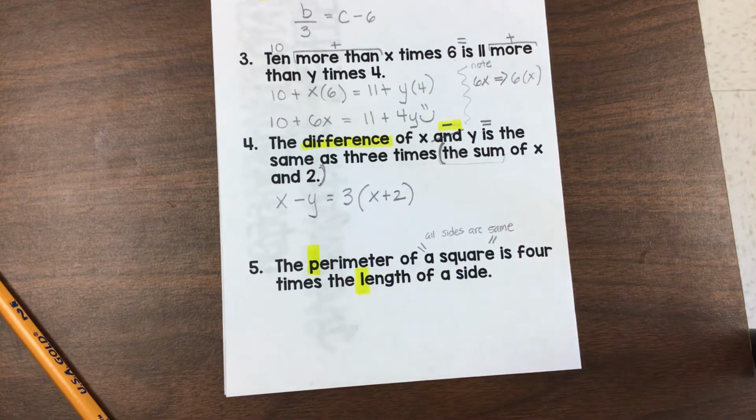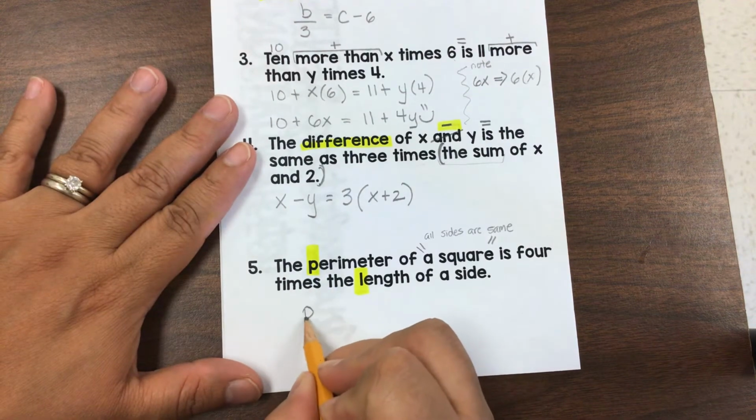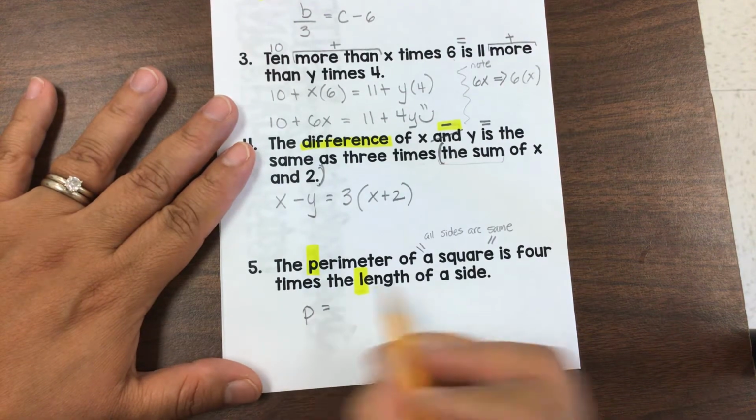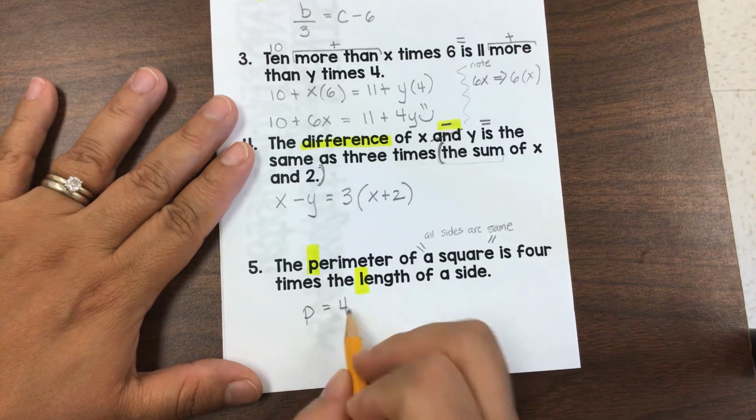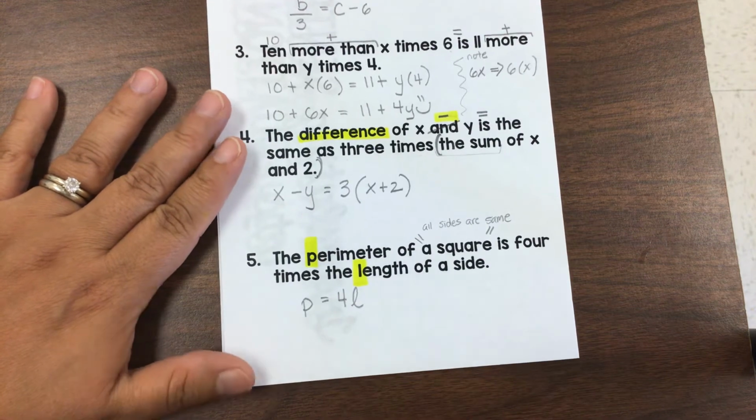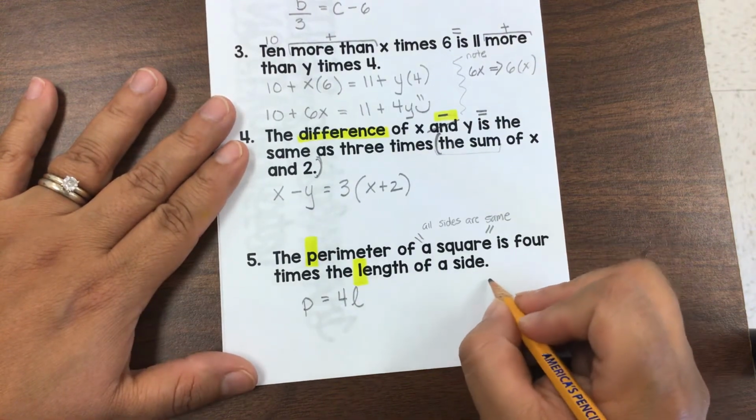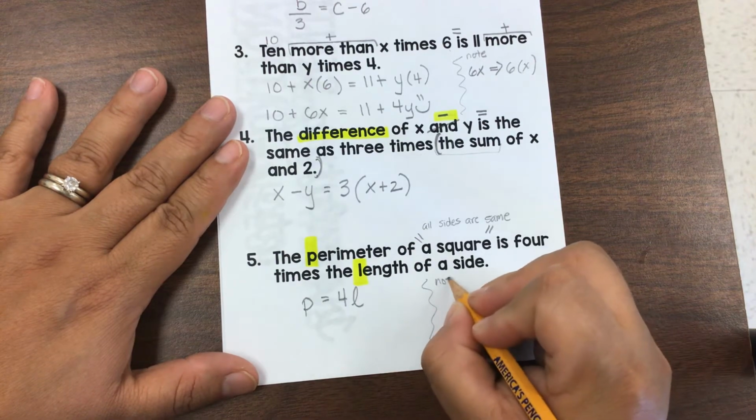So here we didn't use the number, we actually used the words to identify those variables. So P for perimeter is 4 times the length. Now when you have an L, we don't want to use the lowercase l, so let's make some notes.